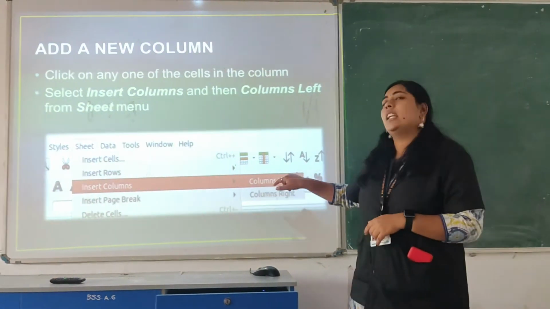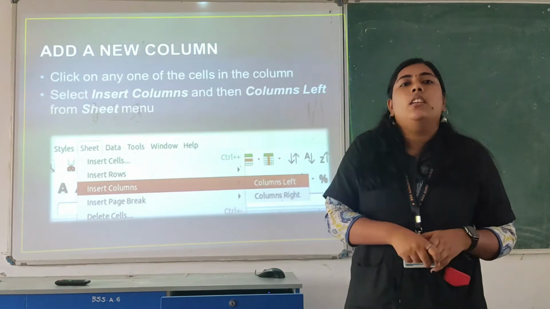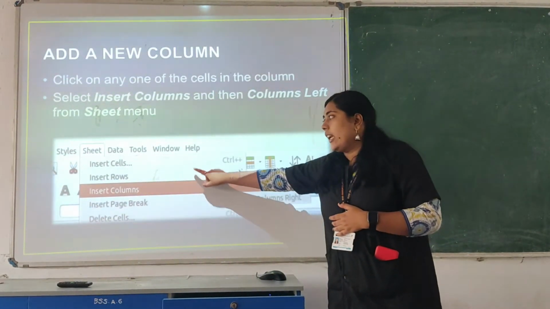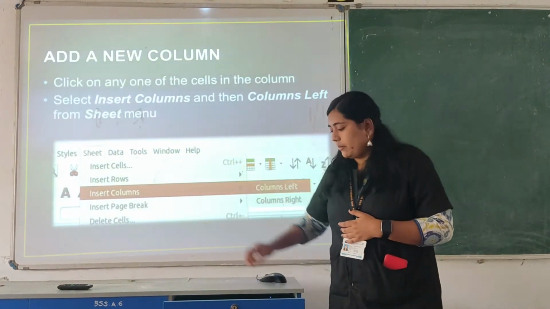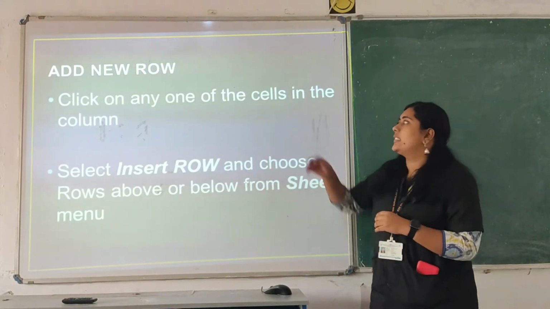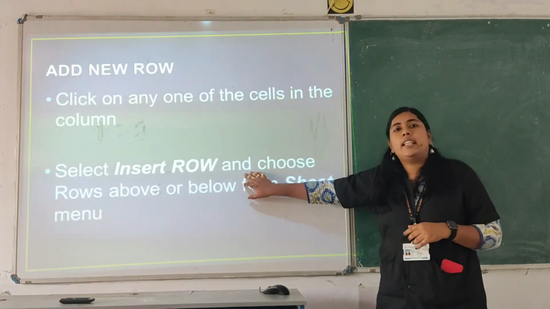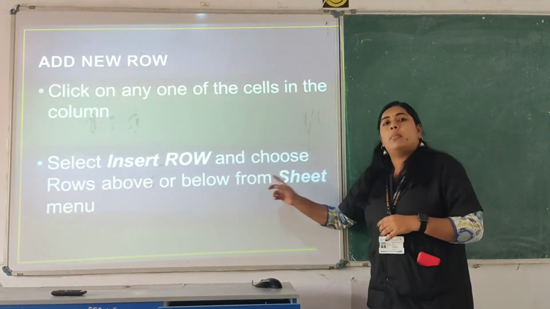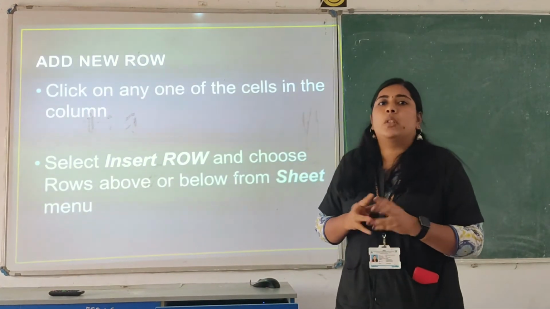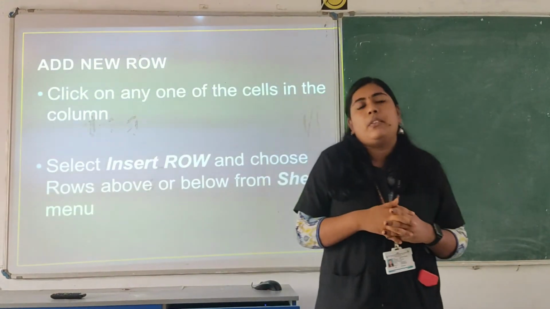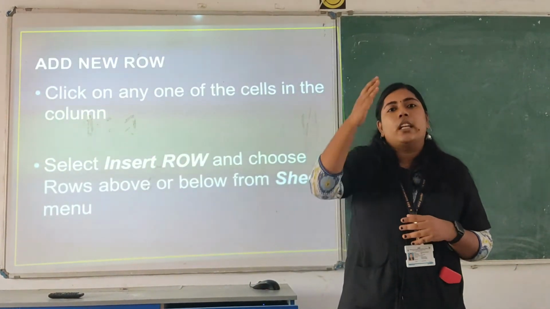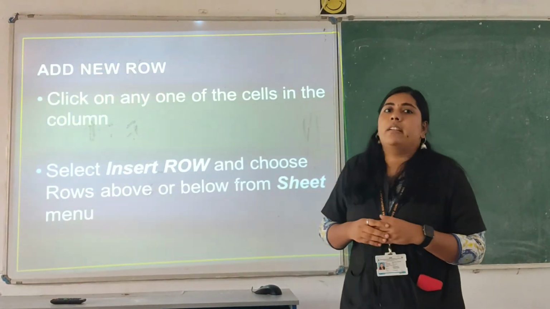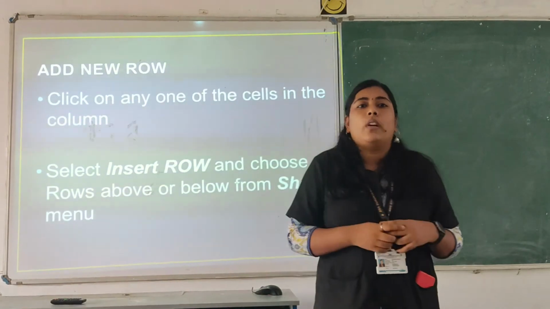In the same way, you have to insert rows also. Same procedure: go to the Sheet and select Insert Rows. So if you have to insert, select the row and choose whether to insert the row above or below. If you are adding columns, it will be either left or right. But if you are adding rows, it will be above or below. We have to select from the Sheet option. Then you can add a new row or a column.